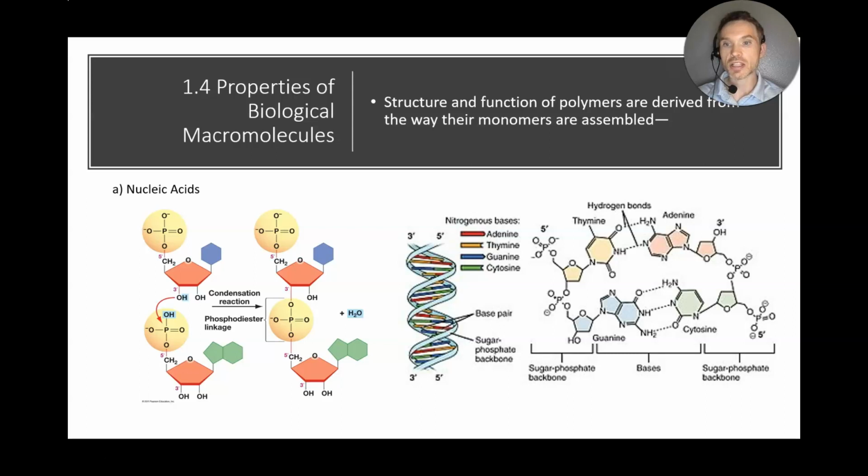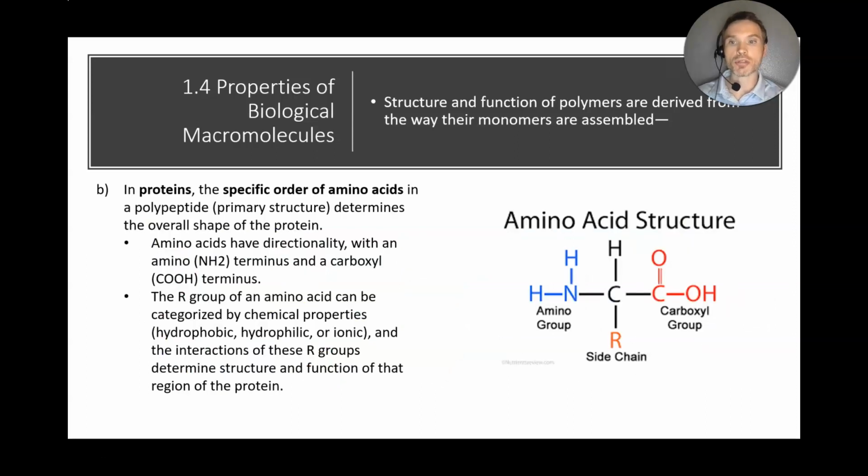Adding many of these nucleotides together, we end up with the structure that you're probably familiar with in DNA, the double helix. The next macromolecule are proteins. Proteins are the specific order of amino acids to form a polypeptide chain. This is the primary structure, and it determines the overall shape of the protein.